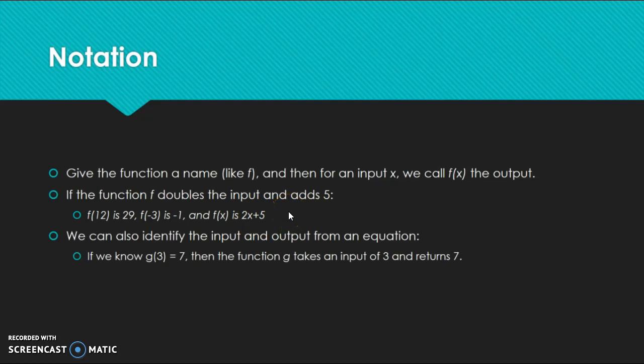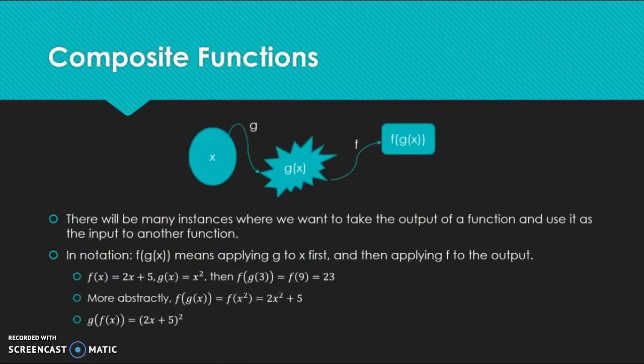We can also identify the input and the output from an equation. If we know that g of 3 is equal to 7, then g is the name of the function, 3 is my input, and 7 is the output that g gives for an input of 3. Most of you will be fairly comfortable with this notation, but it's more difficult to read once we start putting two functions together into a composite function.